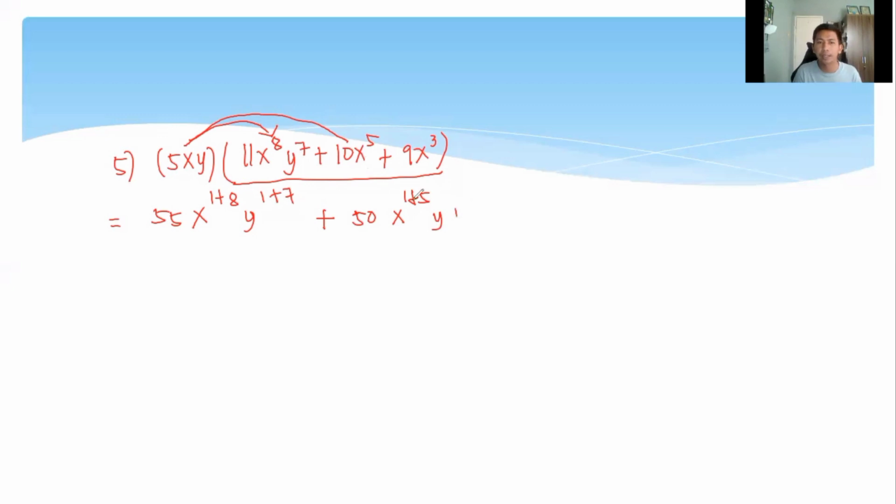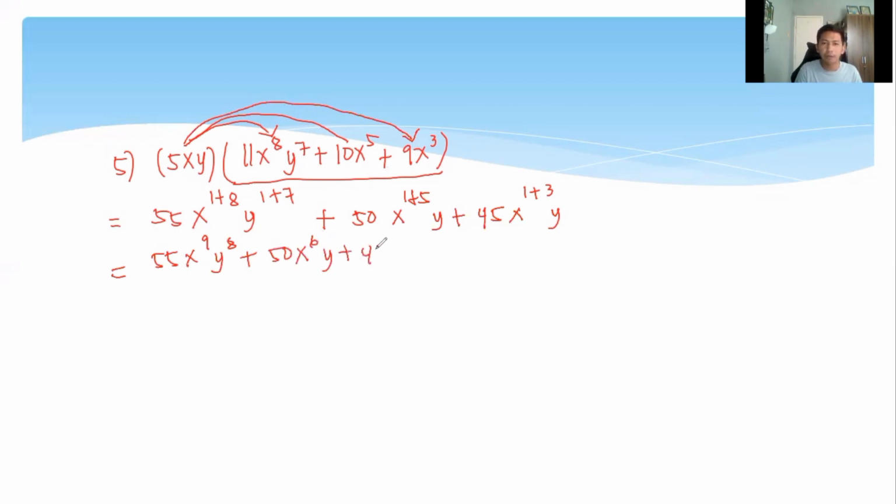And then plus 5xy times 9x cubed. So we have 5 times 9, that will give you a product of 45. Then x raised to 1 plus 3. And then you just need to bring down y kasi wala naman siyang y dito na variable sa last term ng polynomial. And then you simplify. We have now 55 x raised to 9, y raised to 8, plus 50 x raised to 6, y, plus 45 x raised to 4, y. So this is now our final answer.